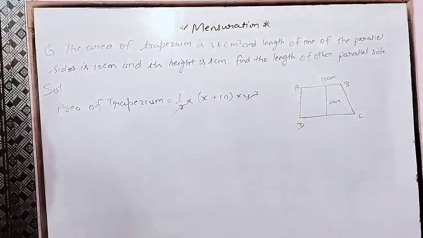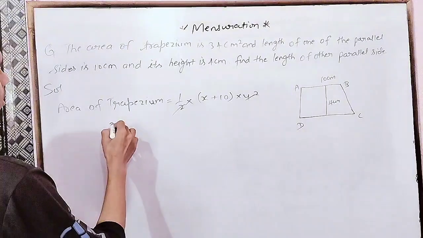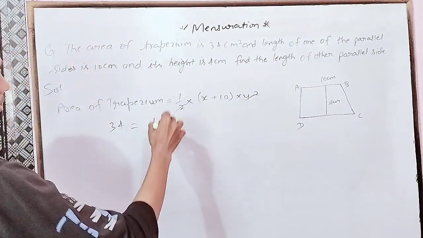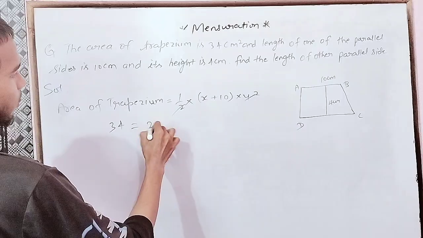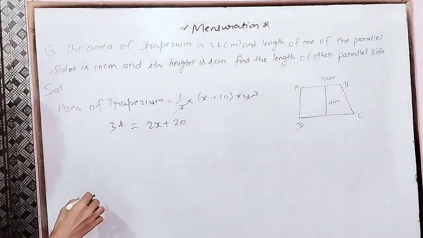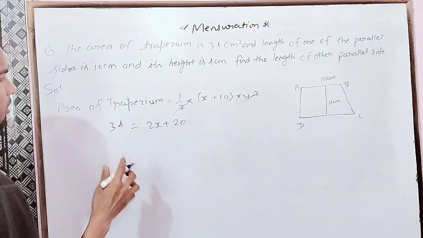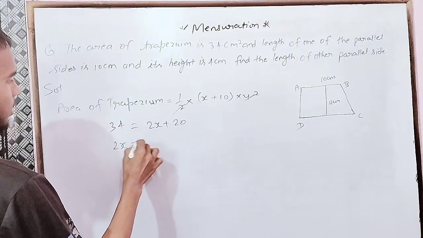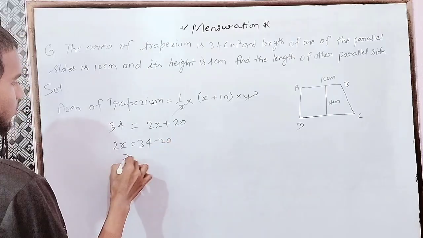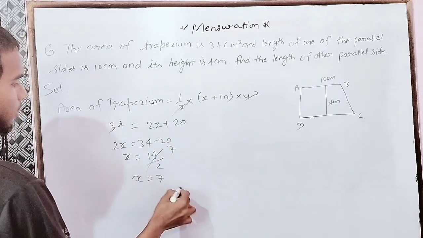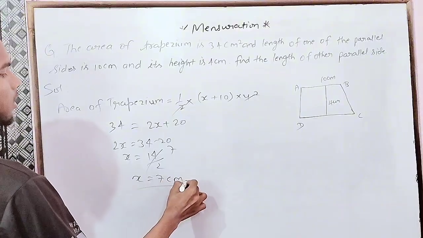Just we are simplifying it. The area of the trapezium is 34 centimeters square. Then here we have 2x, 2x. We have 2x plus 20. 2x plus 20. Okay. Now this is a linear equation. 2x equals 34 minus 20. x is 14 upon 2.